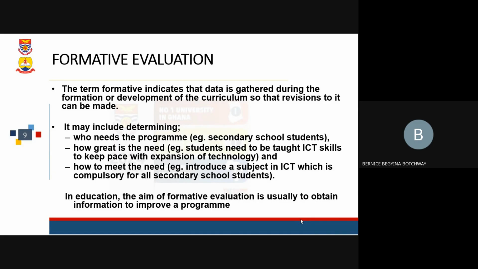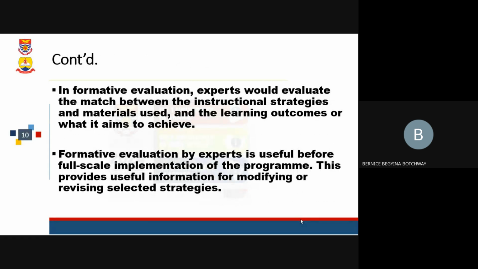So in education, the aim of formative evaluation is usually to obtain information that is used to improve a program. Whilst it's ongoing, they want to improve it, so they get this information to improve the program. In formative evaluation, experts will evaluate the match between the instructional strategies, the material used, and the learning outcome, or what it aims to achieve.